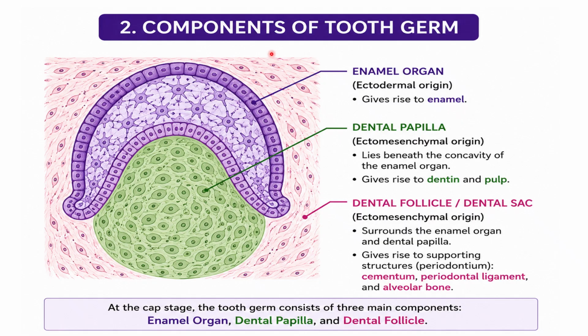Next is the dental follicle or dental sac which surrounds both the dental papilla and enamel organ and it is also ectomesenchymal in origin and it gives rise to future cementum, periodontal ligament and alveolar bone.